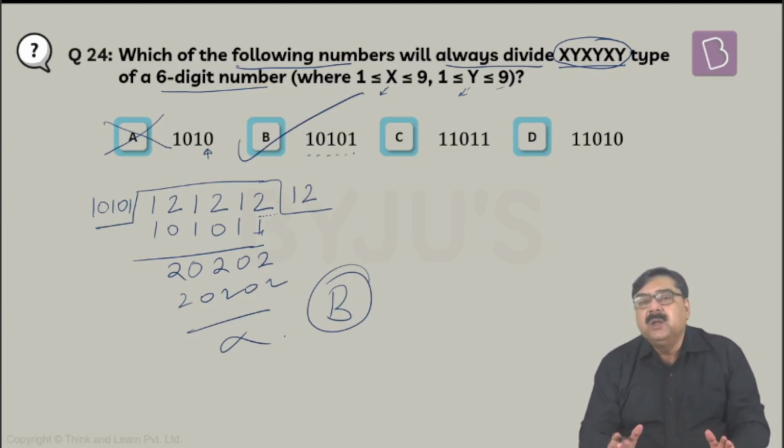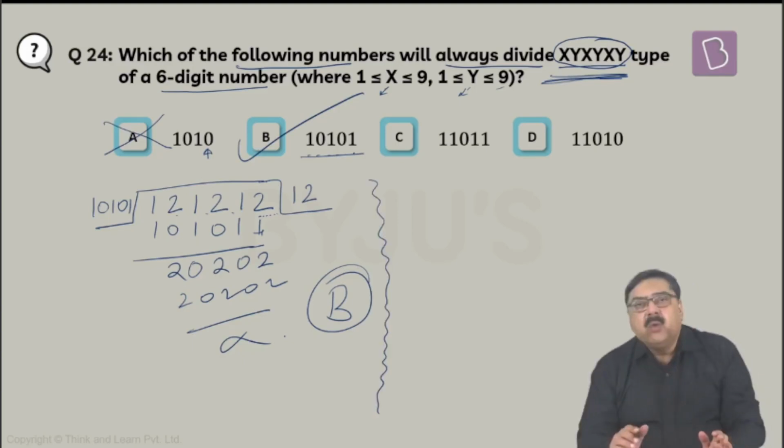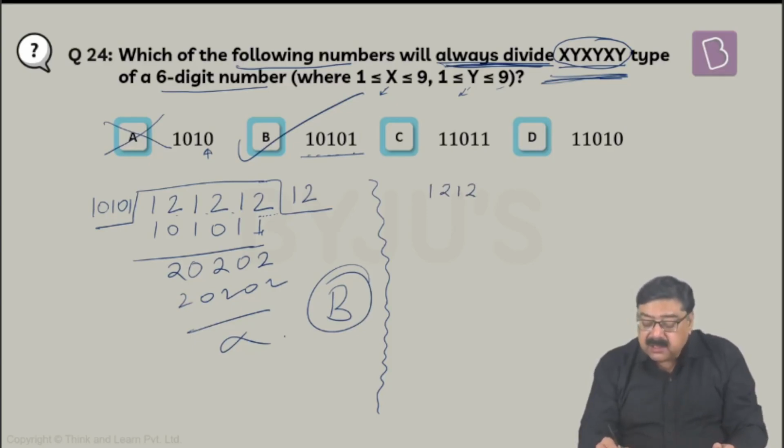So simply you have to create an example, create a number which is of the type xy, xy, xy. We took it as 121212. And we try to divide this by the number given in choice A, which is ending in 0. So obviously this will not be divisible by a number ending in 0. Then we try to divide this by 10101, which worked out. So hence this became our answer. Now one doubt that might cross your mind is that the number should always divide such kind of a number. So if you want, you can test this number with the other two choices which are remaining.